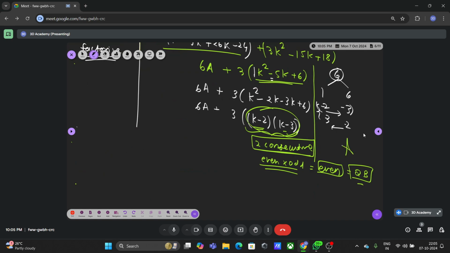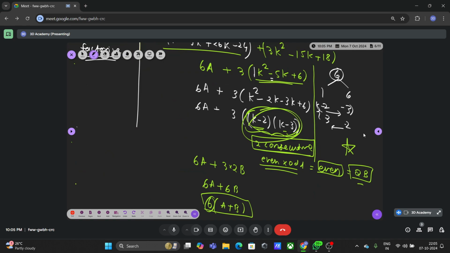This is the important thing. If even terms are divisible by 2, they can be written in the multiplication form of 2. So I replace this entire term as 2 times b. So here I get 6a plus 6b. If I factorize 6, I will get 6 times a plus b, and this is again a multiple of 6. If any term is a multiple of 6, it is divisible by 6.